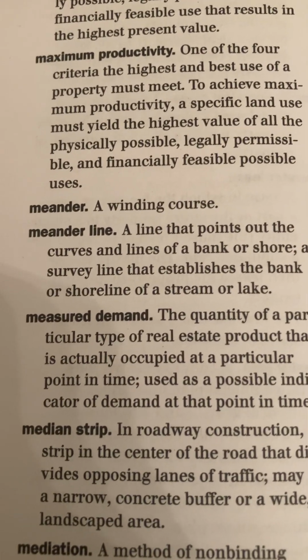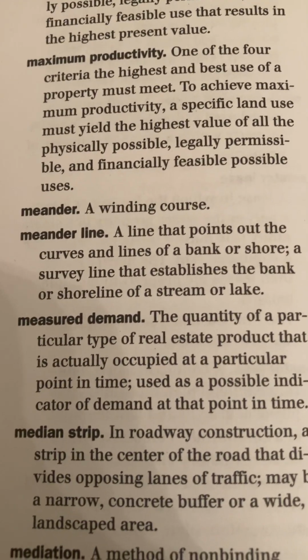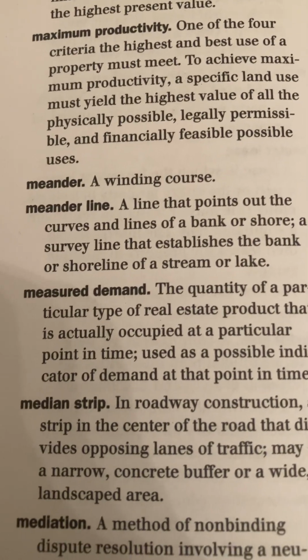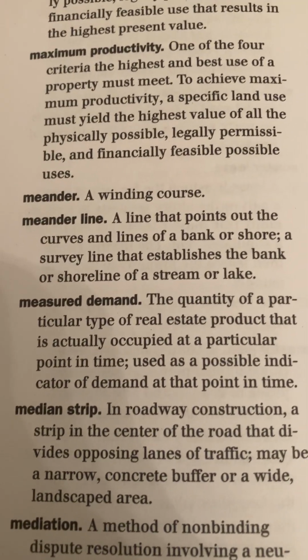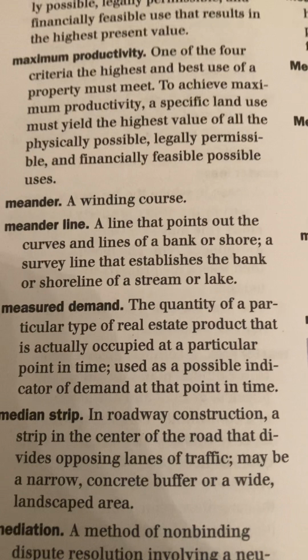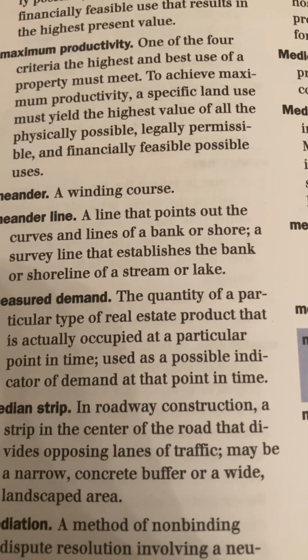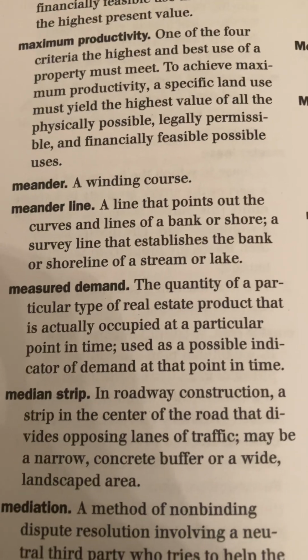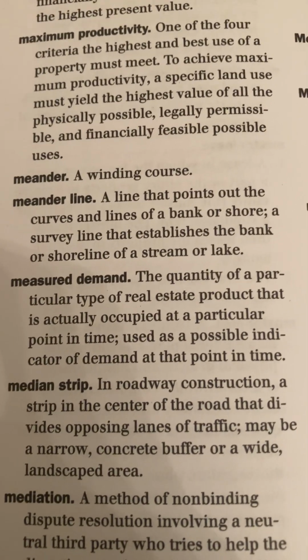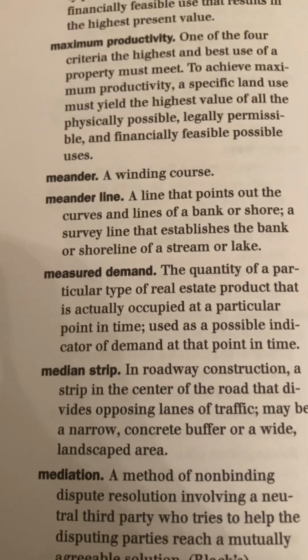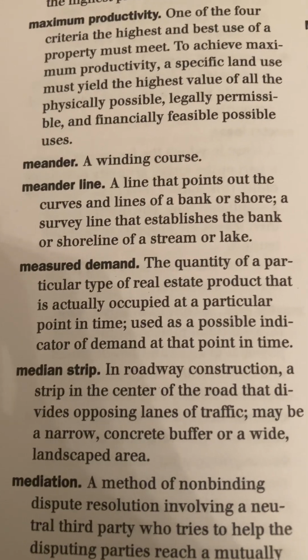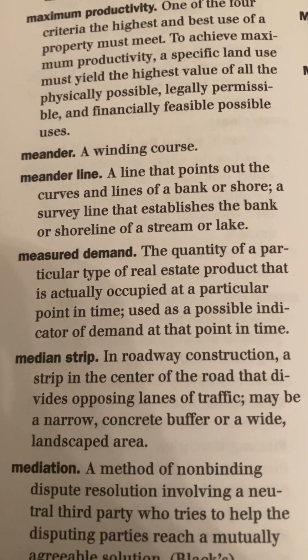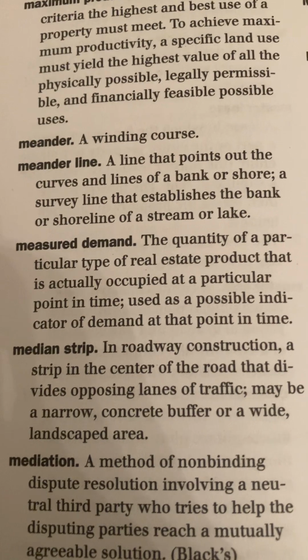Meander. A winding course. Meander line. A line that points out the curves and lines of a bank or shore. A survey line that establishes the bank or shoreline of a stream or lake.